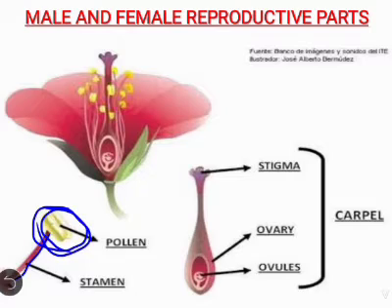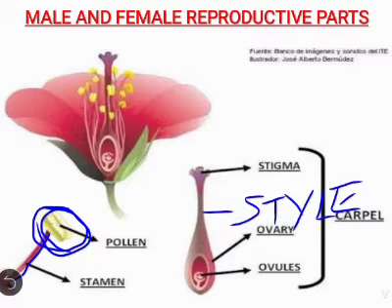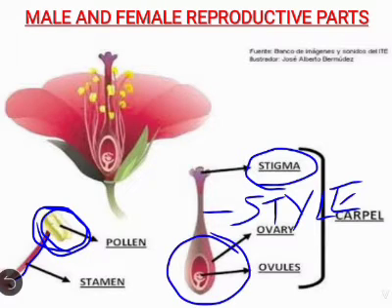Carpel has three main structures or three parts. The carpel has a stalk-like structure which is known as style, S-T-Y-L-E. And style has a sticky tip which is known as stigma, and a swollen base which is known as ovary.